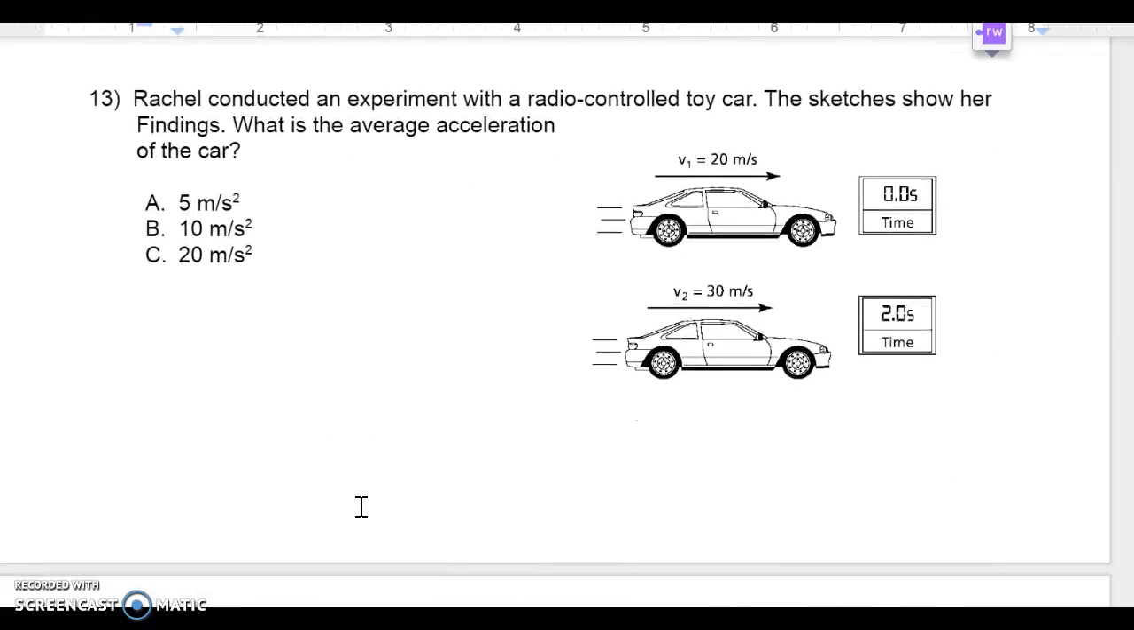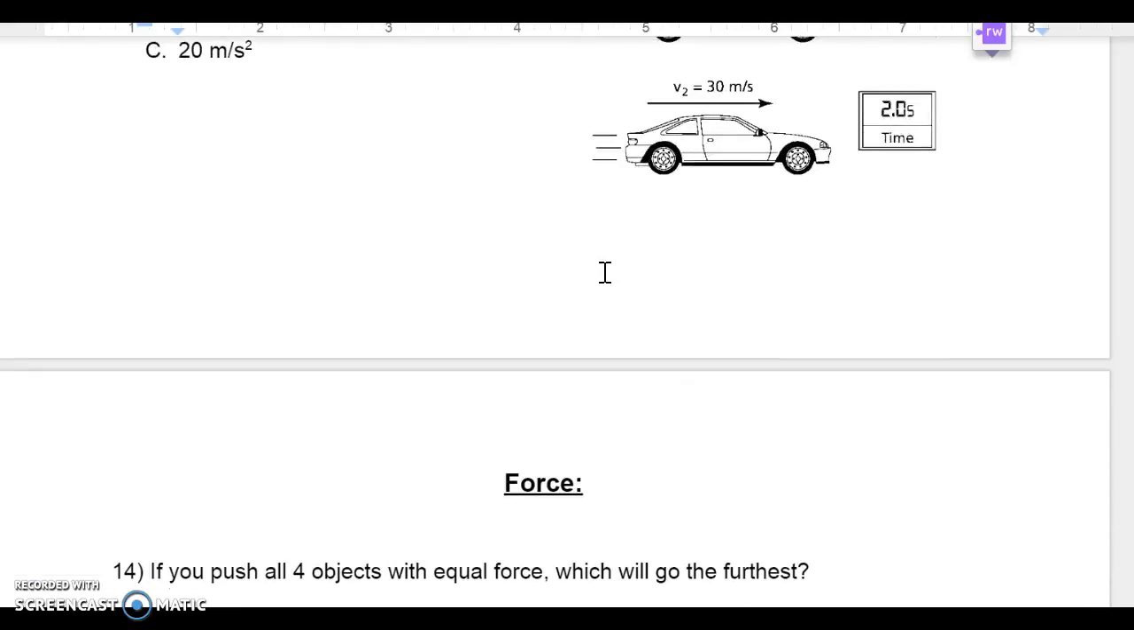Number 13. Rachel conducted an experiment with a radio-controlled toy car. The sketches show her findings. What is the average acceleration of the car? A. 5 meters per second. B. 10 meters per second squared. Or C. 20 meters per second squared. So use the information here, plug it into the acceleration formula, and find out the average acceleration of the car.